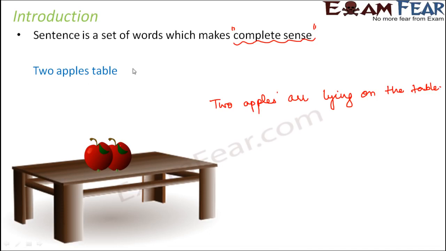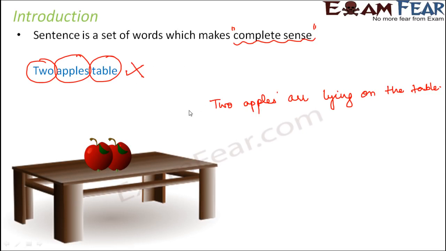Like in the first case, you had words. So here also you had 1, 2, 3 words. But these group of 3 words didn't make a complete sense. So even though 2 apples and table, each of these words has a meaning, together the 3 of these did not convey a complete sense. So therefore this is not a sentence.